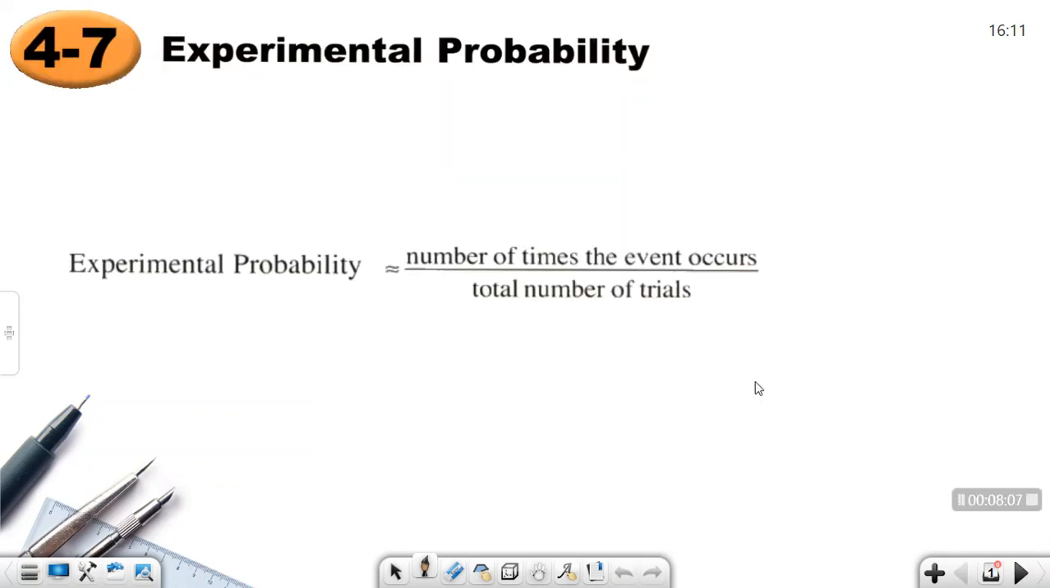Okay, 4.7 experimental probability. When you do an experiment, you need to count the number of times the event occurs, and you need to divide by the total number of tries. You will try some things: how many times it has happened and how many times you tried. That's our question.